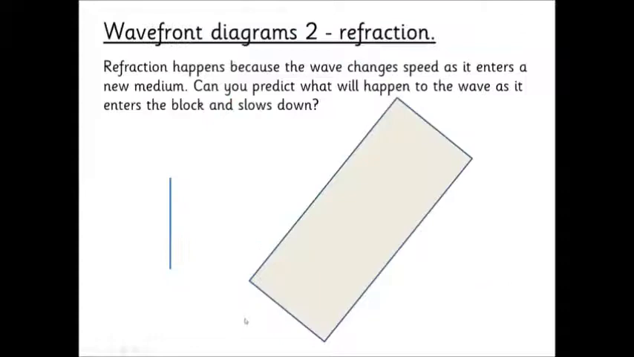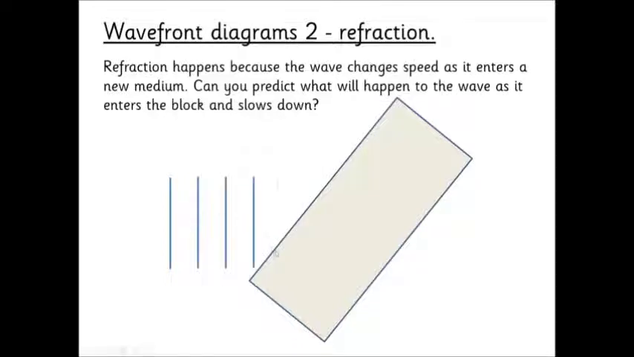If I now move on to refraction, this is a bit harder. We've talked about refraction in previous videos, that refraction happens because the wave changes speed as it enters a new medium. So here it's going to go through this air and go through this glass block. So can you predict what will happen to the wave as it enters the block and it slows down? So let's have a look and we'll see.